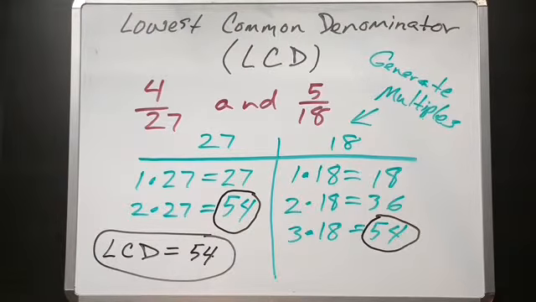Now, this can be helpful when, let's say we were trying to add these two fractions with different denominators, and we needed to get a common denominator, okay? I'm going to talk about that next week, how you can take that LCD and use it to add fractions with different denominators. But we're not going to deal with that right now. We'll just stop right there. At least you know how to find the lowest common denominator.